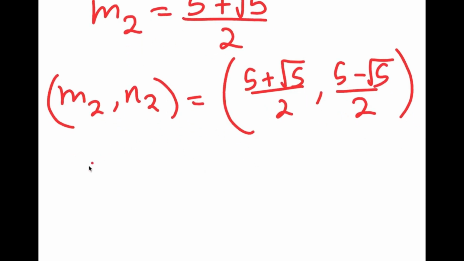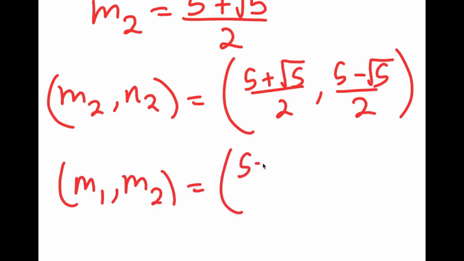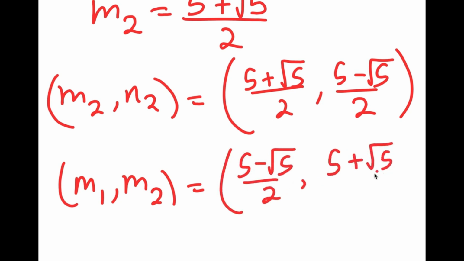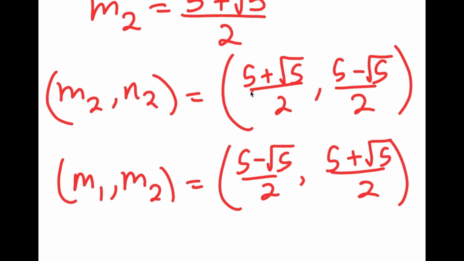And let me just write my first solution, (m1, n1) is equal to ((5 minus the square root of 5) over 2, (5 plus the square root of 5) over 2). And notice how these two are just the opposites of each other. (m1, n1) is ((5 minus the square root of 5) over 2, (5 plus the square root of 5) over 2), and (m2, n2) is ((5 plus the square root of 5) over 2, (5 minus the square root of 5) over 2). So these just switched order, and it still works out. So these two are my two solutions.